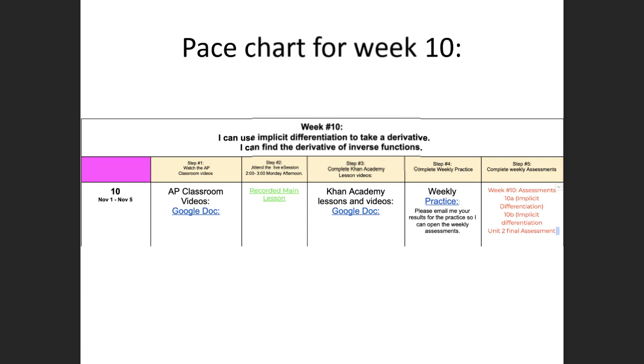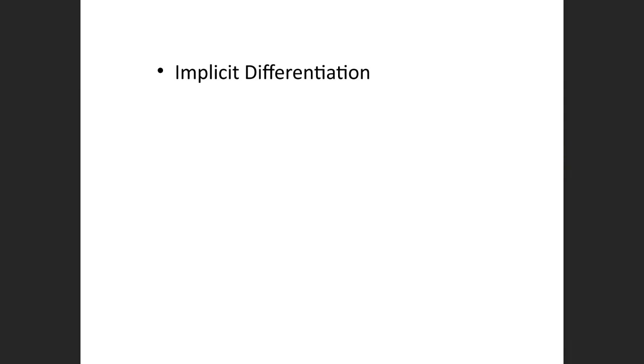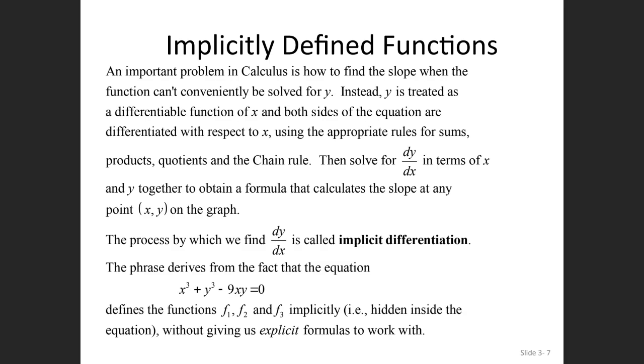All right, today we are going to be talking about implicit differentiation. Implicit differentiation is basically taking the derivative with respect to x, but you're going to end up with y values in there, and that's where it causes a little bit of confusion.